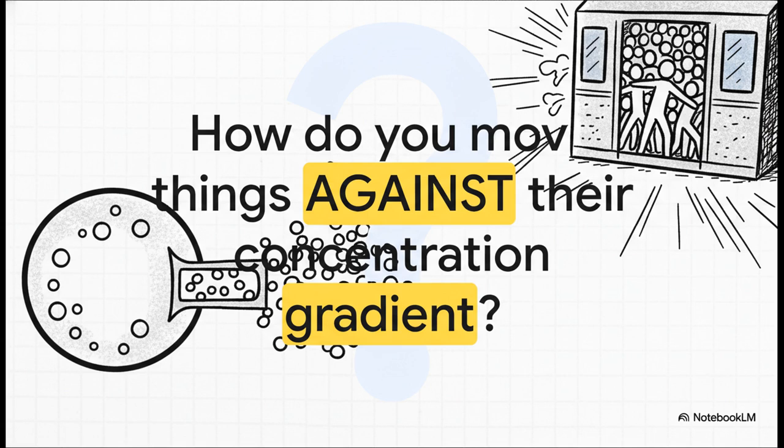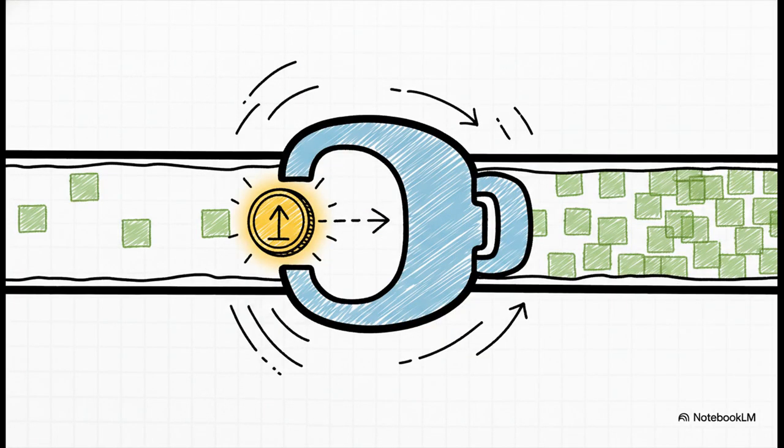It's like trying to swim upstream or push your way onto a subway car that's already overflowing. It's just not going to happen on its own. The solution, my friends, is active transport, and this is a process that needs power. Specifically, it uses the official energy currency of the cell, a molecule called ATP. Just think of ATP as the toll you have to pay. It's the cash you need to get through the special powered gates at the border.